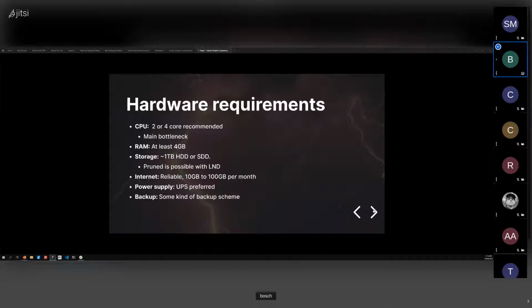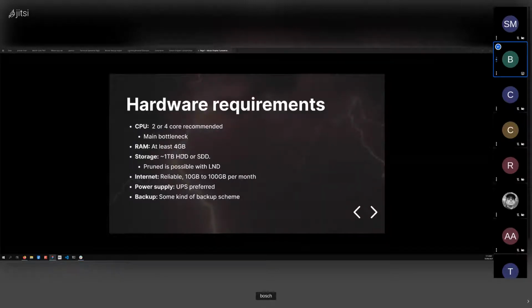You want at least 4 gigabytes of RAM. You don't really need much more. Like I mentioned before, the CPU is the main bottleneck, but you could get 8 gigabytes. The cost between 4 and 8 isn't a huge difference, but 4 is generally enough. Ideally, you'd want about 1 terabyte of storage. HDD or SSD is fine. That's mainly for storing the blockchain data, like the Bitcoin node, not necessarily data pertaining to the Lightning Network.